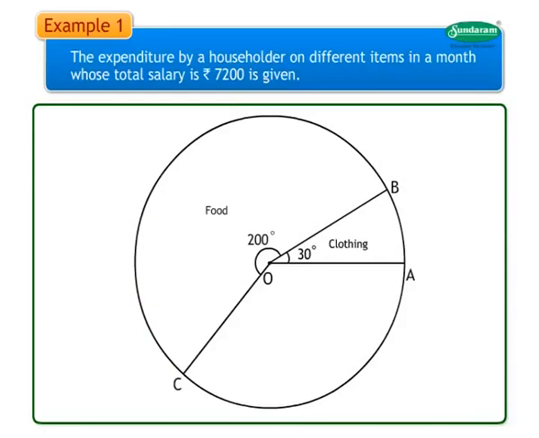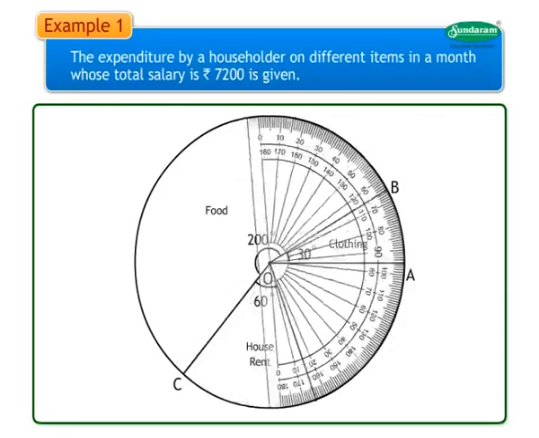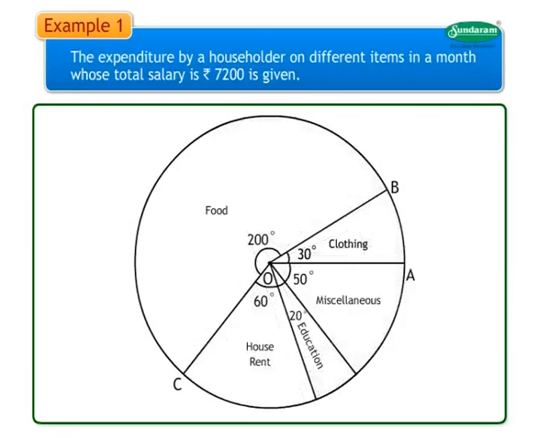Remaining sectors can be drawn using the respective angles 60 degrees, 20 degrees, 50 degrees in anti-clockwise or clockwise direction. We will draw anti-clockwise. The names of the components are mentioned in the sector along with the measure of angle. We get the desired pie diagram showing the expenditure of 1 month. Different sectors of the circle can be shaded with different designs or different colors.